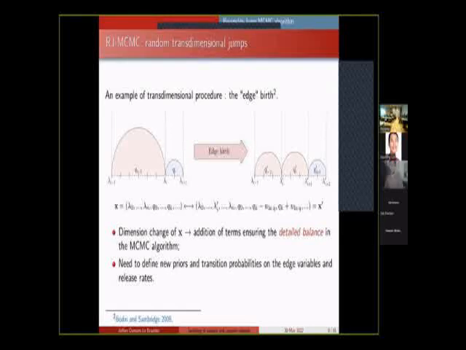This also leads to redefinitions of the priors and to new definitions of the transitions on the variables and release rates. We need to define our edge transition, our birth and death transitions, etc.